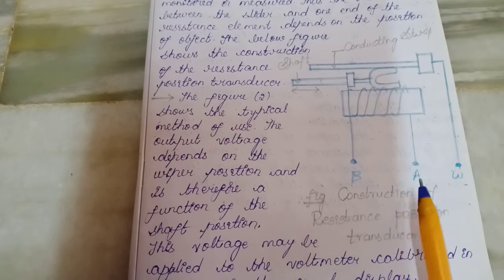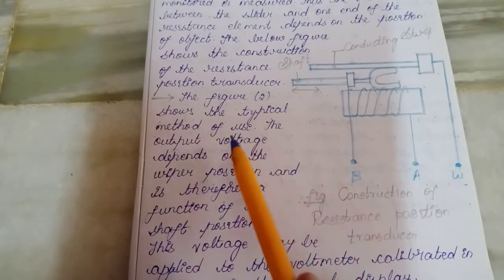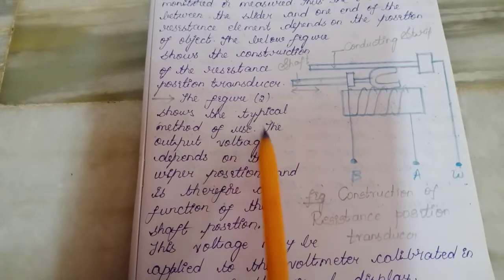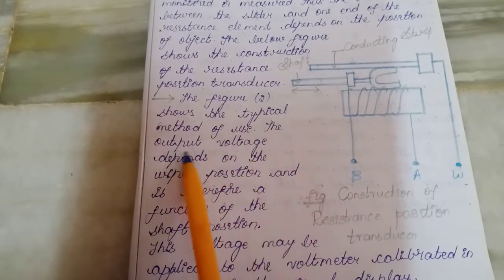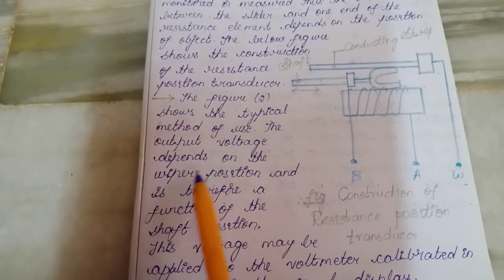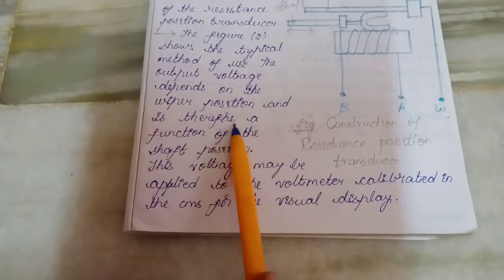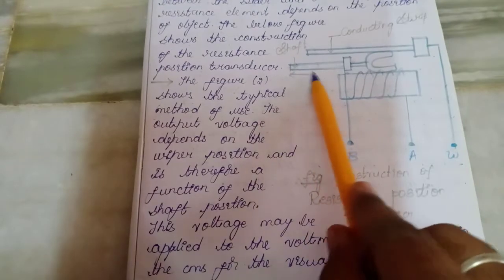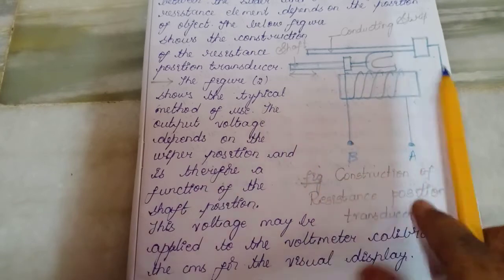If you want to score good marks in your exams, it is very important to write point-wise and draw diagrams neatly. Figure 2, the next figure, shows the typical method of use, how to use this resistance position transducer. The output voltage depends on the wiper position, meaning the sliding contact position, and is therefore a function of the shaft position.